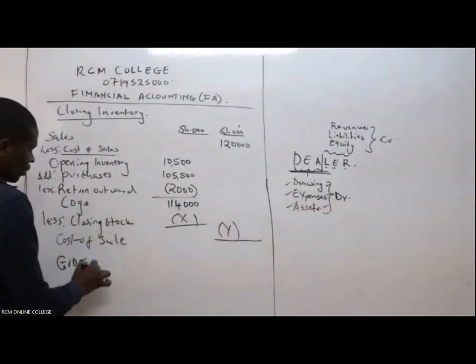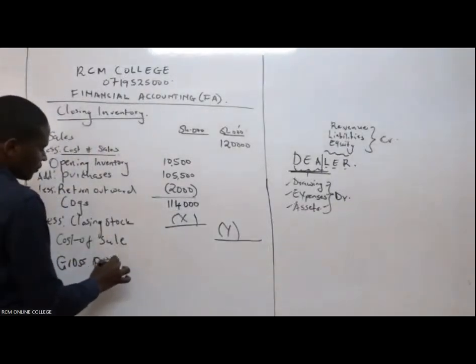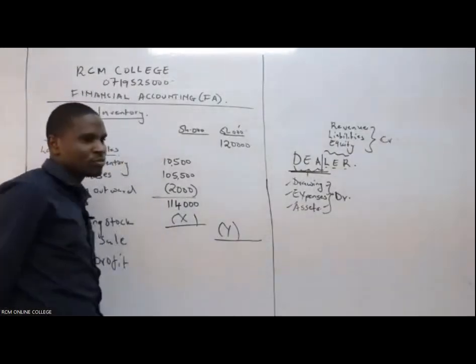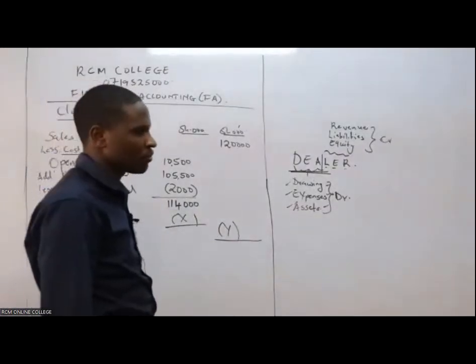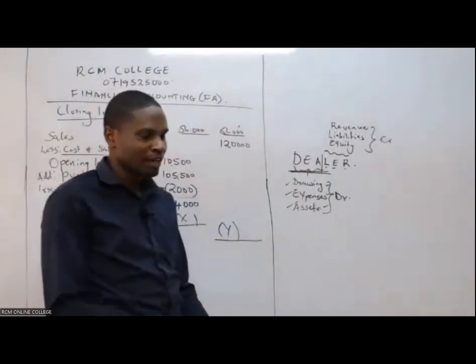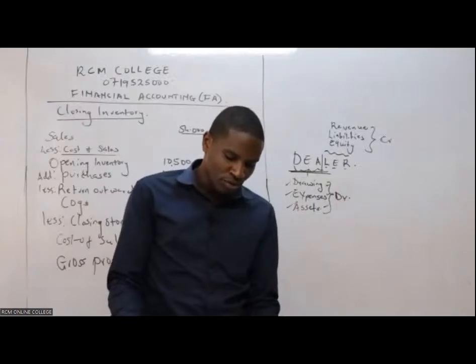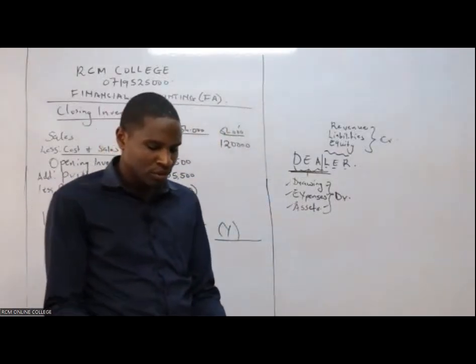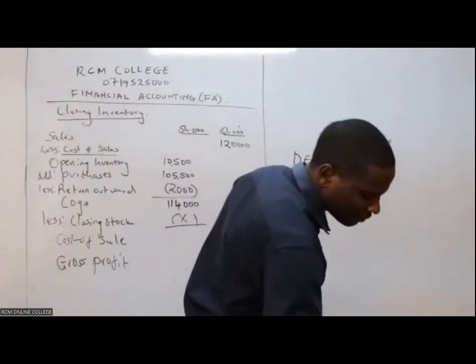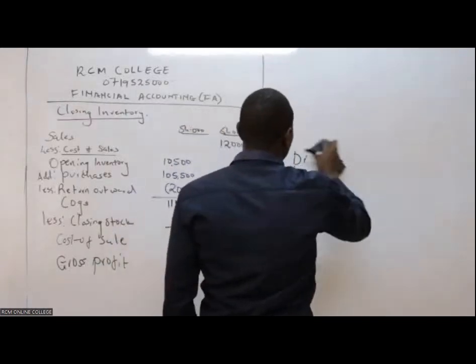I want you to have this. We shall get our gross profit here, and it will be very nice for us. Now, in our case, I can see additional information number 1. We've been told that the company maintains a gross profit margin of 20%.